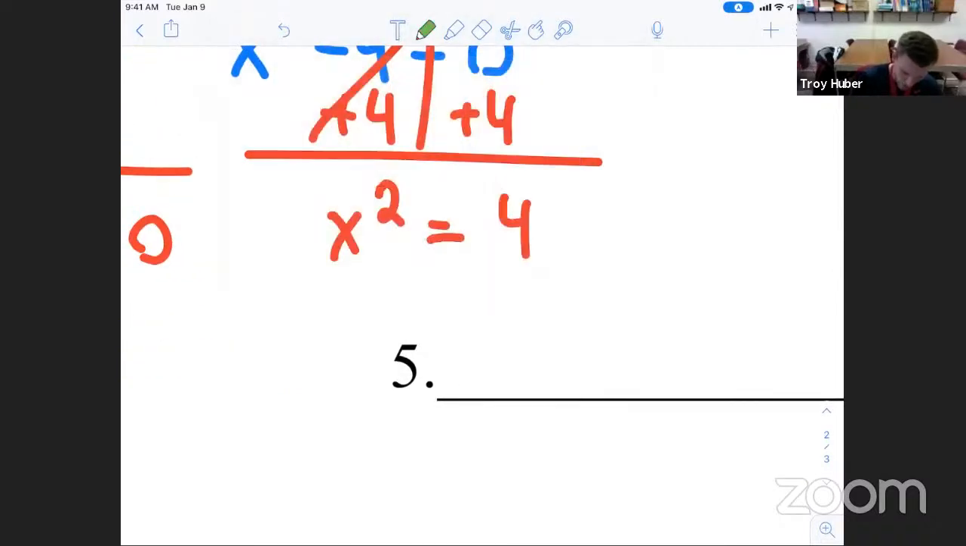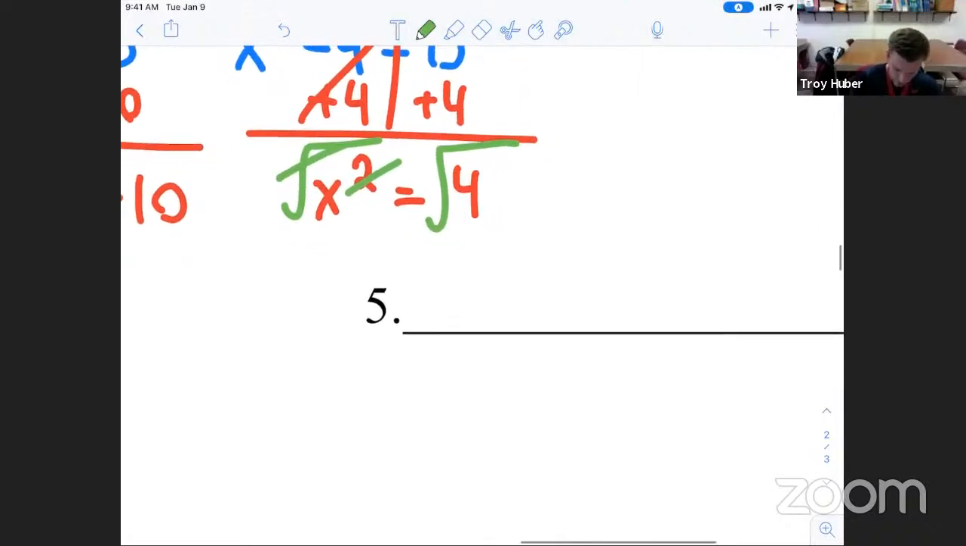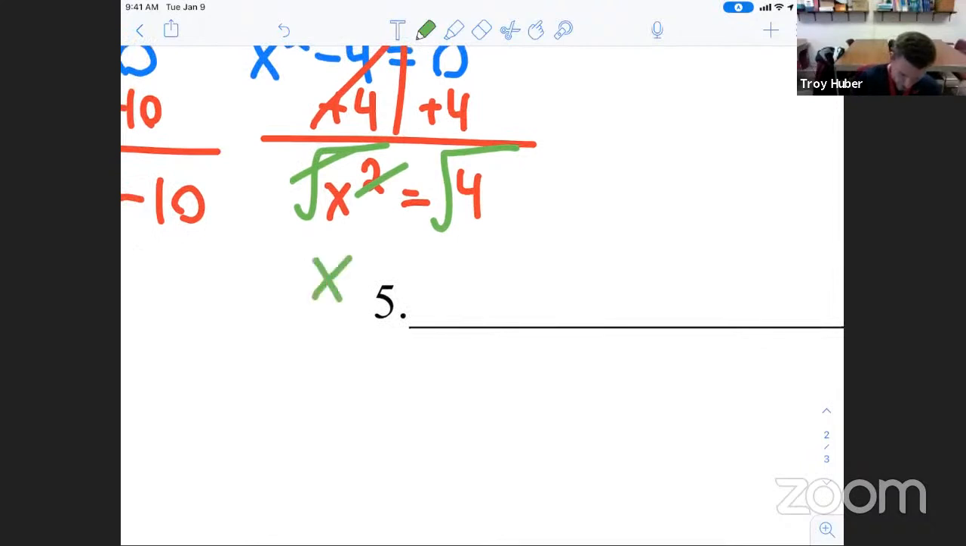So now I can square root, because the square root cancels out this squared. So if I do it on one side, I got to do it on the other side. So I get x is equal. As soon as you take that square root, you have 2 answers, a positive and a negative. So we usually just write positive, negative, and then the square root of 4 would be 2.